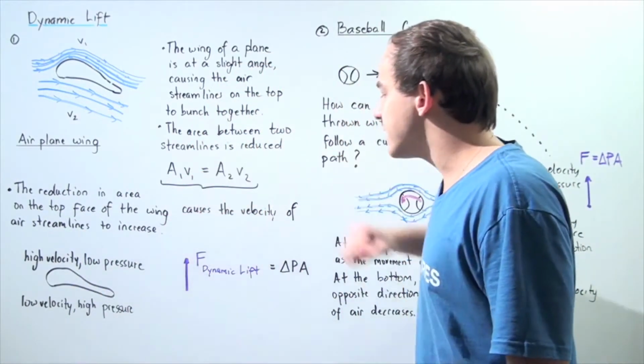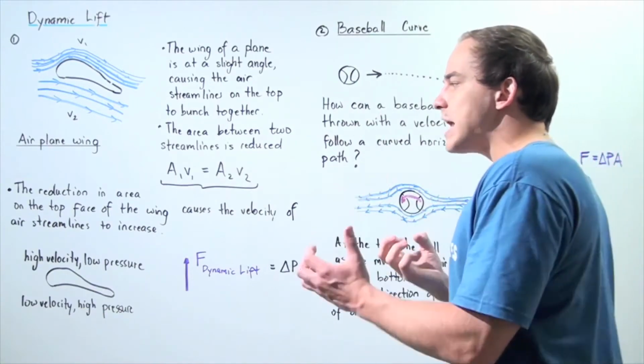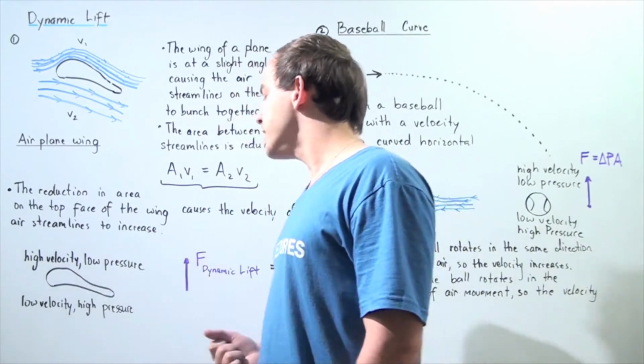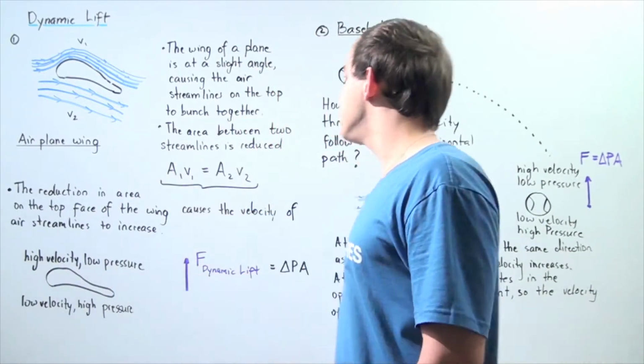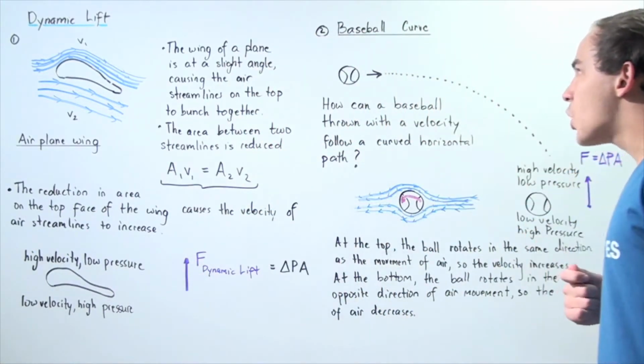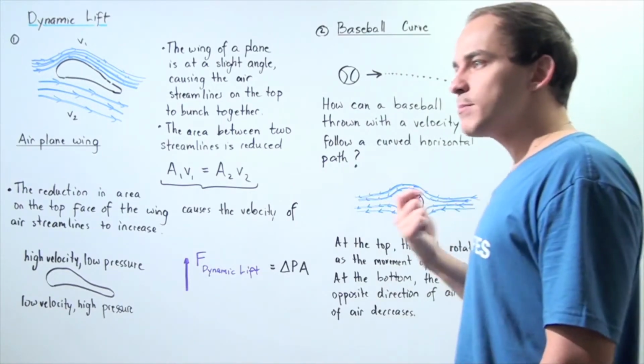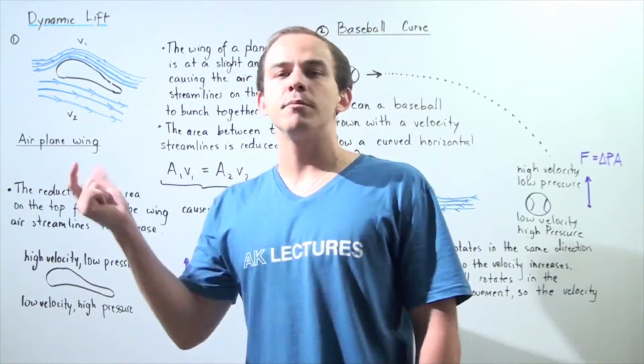So our force, dynamic lift, is simply the change in pressure multiplied by the surface area of that region on which the pressure is acting. Now let's talk about baseballs. So how exactly is it that baseball players are able to curve the ball?